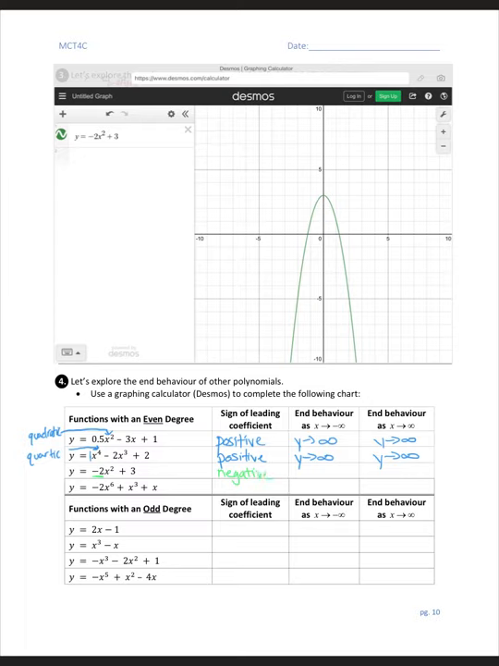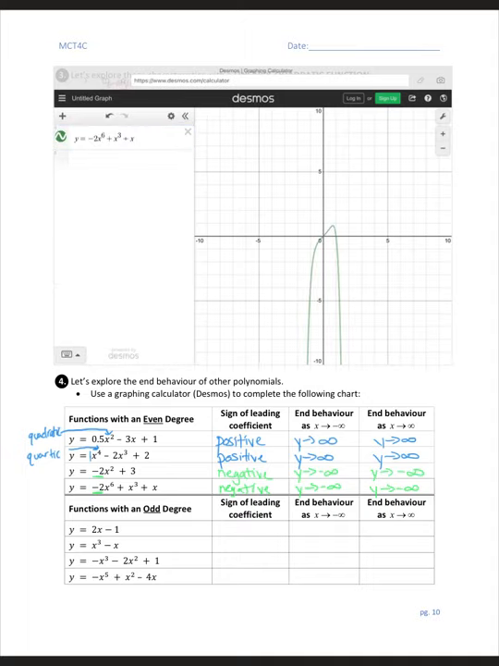As x approaches negative infinity, y is approaching negative infinity. So as x is getting more negative, so is y. And as x is approaching positive infinity, y is still approaching negative infinity. So either way, y is always approaching negative infinity, which makes sense because the endpoints are going down. Go ahead, pause the video, and try the last one on your own.